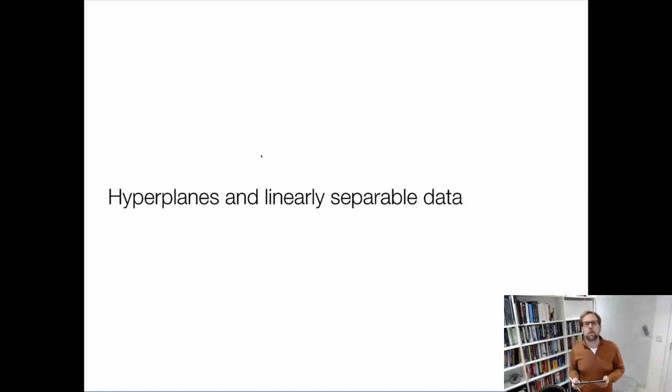Before we will be able to talk a bit about the more exciting subject of support vector machines, we first have to talk about hyperplanes and linearly separable data. So if you already know what hyperplanes are, feel free to skip the first bit, but it might be a good refresher anyhow, even if you do.